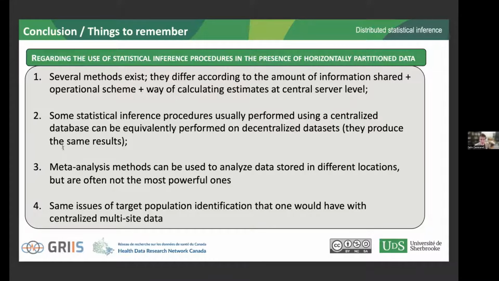And the fourth one is just a general warning that we have the same issue of target population identification that you would have by centralizing multi-site data, which means that sometimes when you use data that were collected in different environments and you pool them, it is hard to really see what's the target population from which your sample actually came, and this has impact on the conclusions that you would draw from your model.